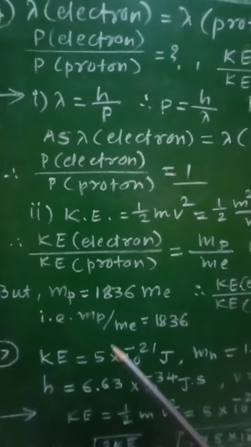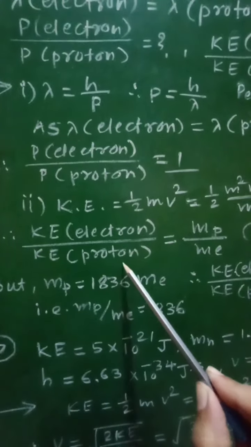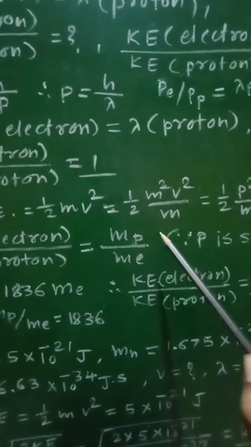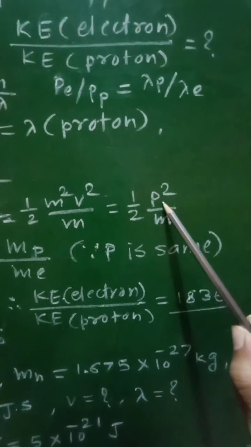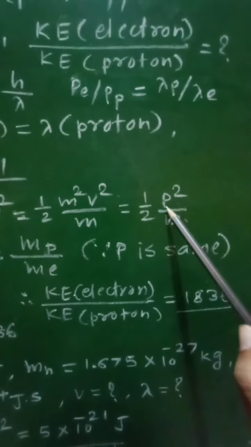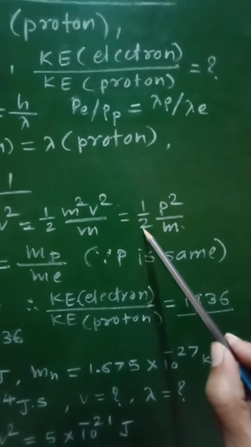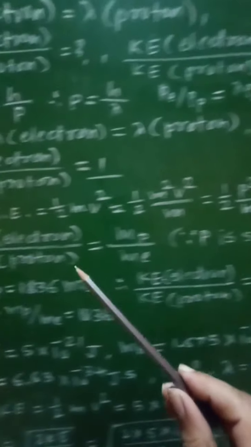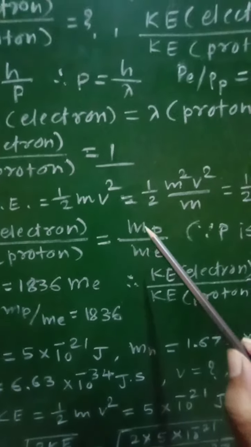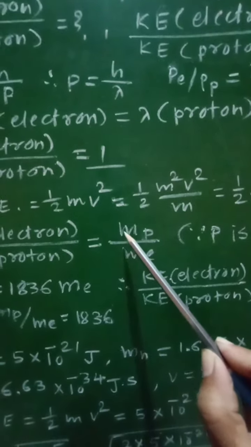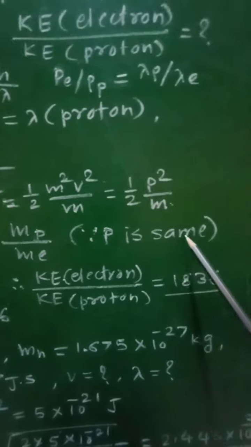Therefore if you take the ratio of kinetic energy of electron to kinetic energy of proton, it will be equal to mp upon me. Since the momenta are the same, the p square term cancels, and the kinetic energy is inversely proportional to mass. So the ratio Ke electron upon Ke proton will be equal to mp upon me, that is mass of proton upon mass of electron, since momentum p is the same.